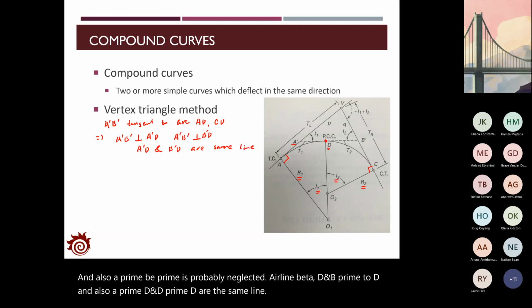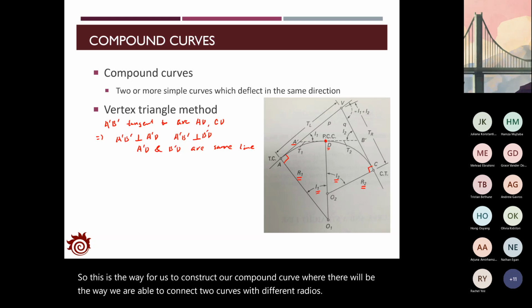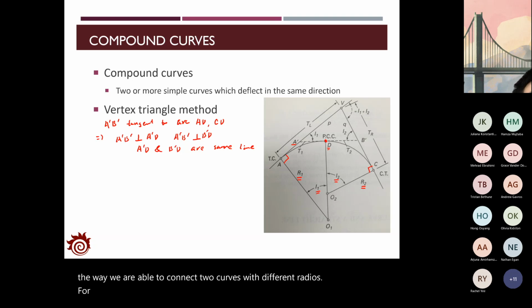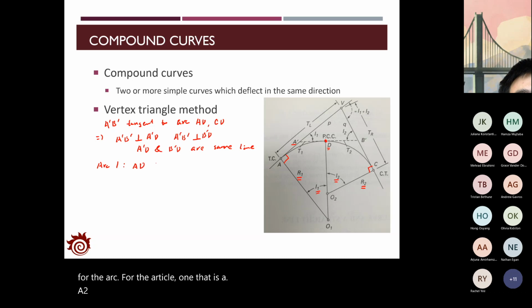So this is the way for us to construct a compound curve, where we are able to connect two curves with different radius. For the design, we are provided with the radius of each arc and also their angles. For arc 1, that is A to D, we provide the radius R1 and I1.